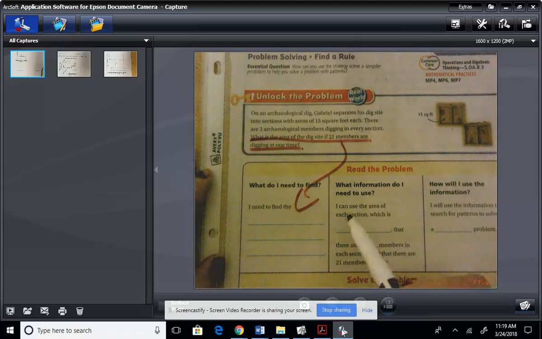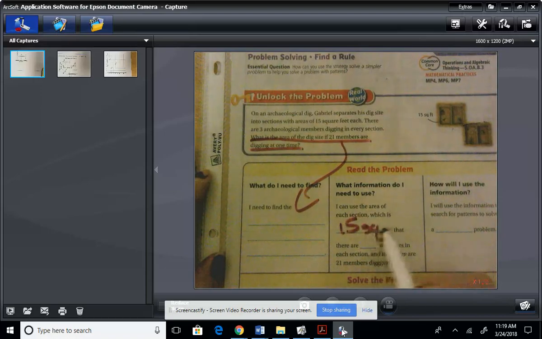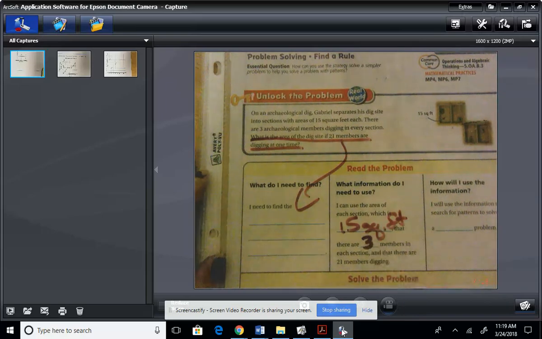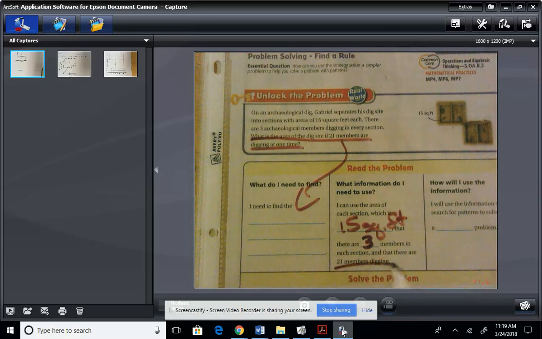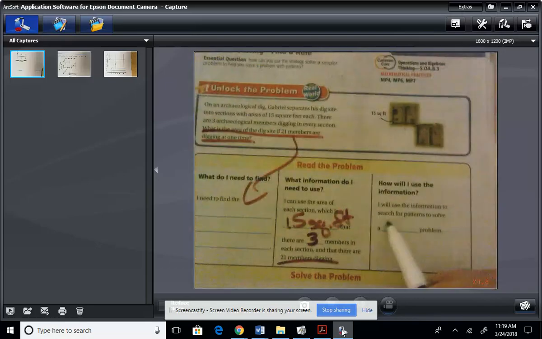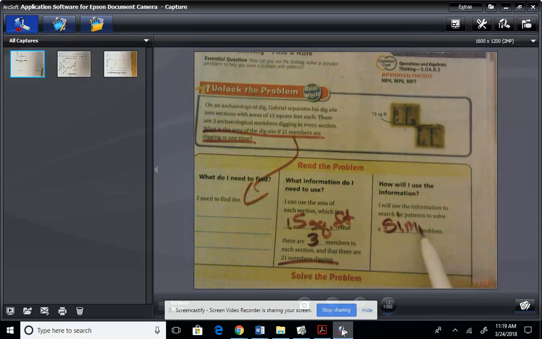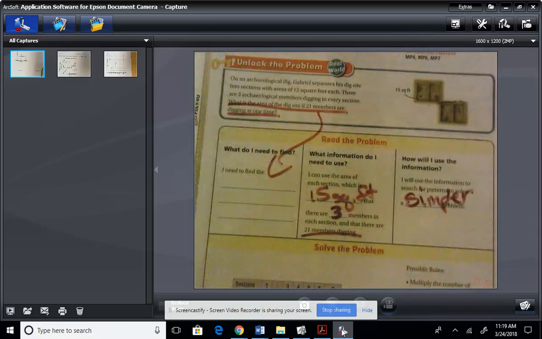So what information do I have? I know that there's 15 square feet in each area and that there are 3 members digging. And how many will there be if there are 21 members? Well, I'm going to solve a simpler problem. I'm going to use this information to help me solve a simpler problem.